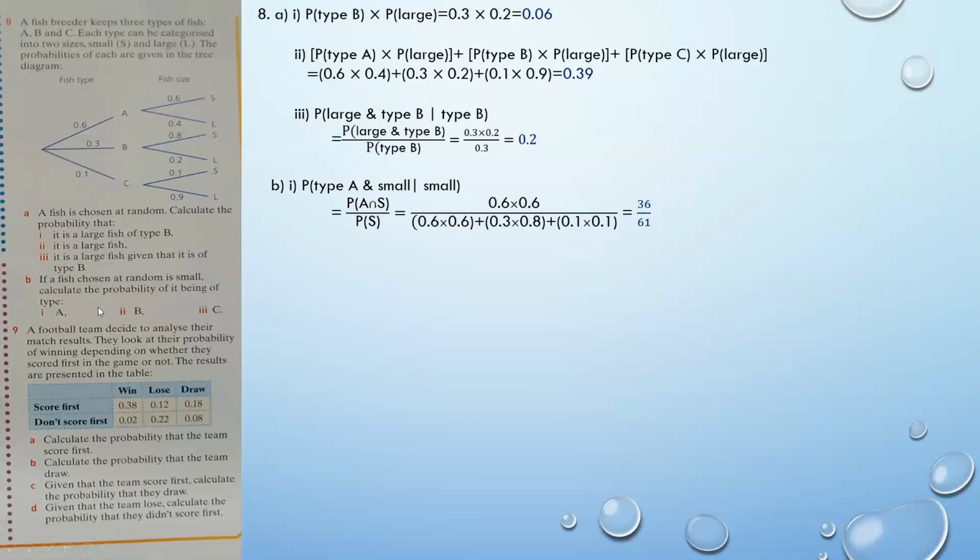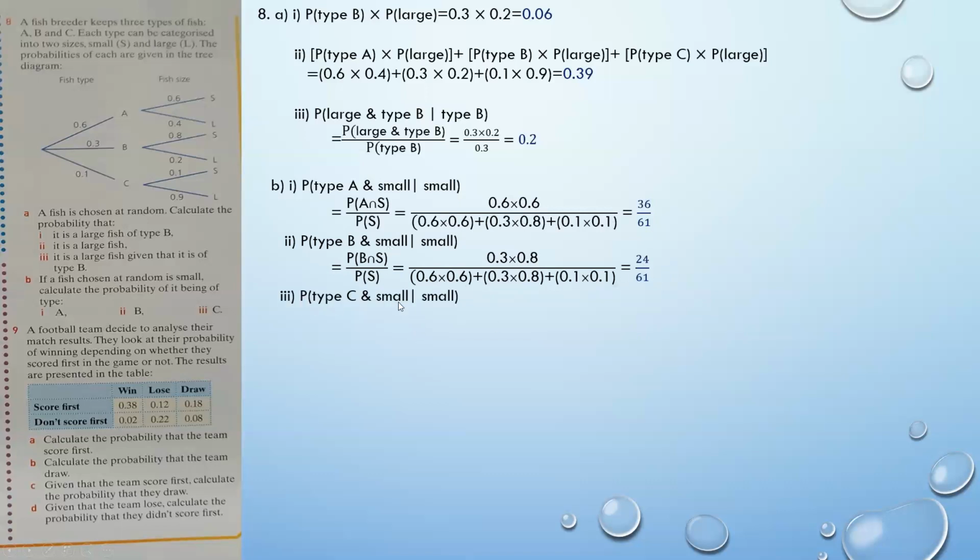Now, if the question is asking for type B, you do the same thing, but change this to B. You can see the answer is 0.3 times 0.8, which is on top here. The bottom one is still the same, the probability of the small fish. So this is the conditional probability, the answer for type B and small.